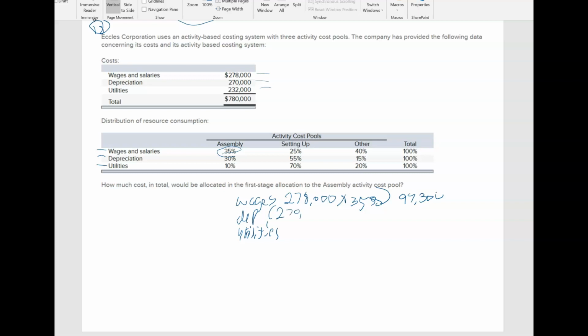Depreciation is $270 times 30%, and that's $81,000. And then the last one is utilities, $232 times 10%, which is $23,200.